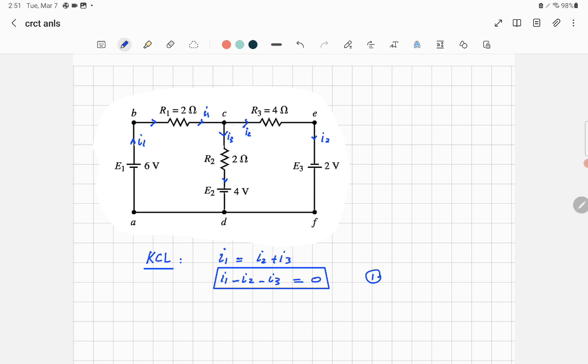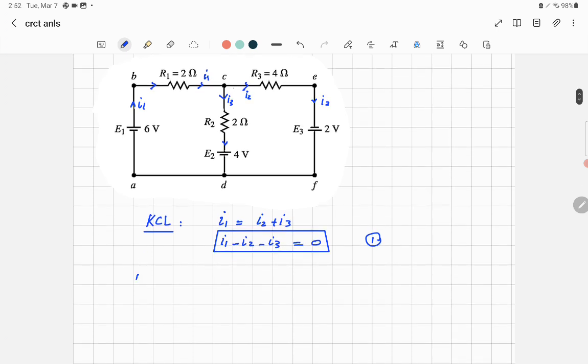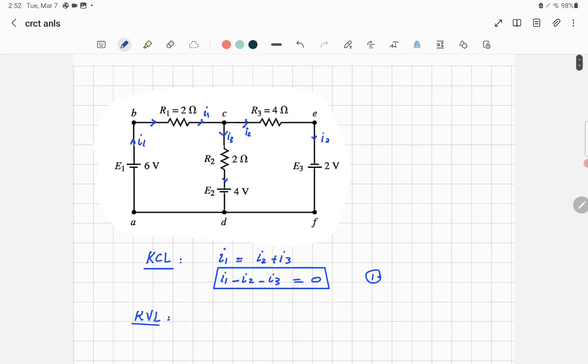Second step, start writing Kirchhoff voltage law for each independent loop. In this case, we have two independent loops. The first one is loop A, B, C, D, A. It's a closed loop. You write Kirchhoff voltage law for this one. The second independent loop is D, C, E, F, D, another closed loop. So we have two independent loops, and we'll write the Kirchhoff voltage law for each one.